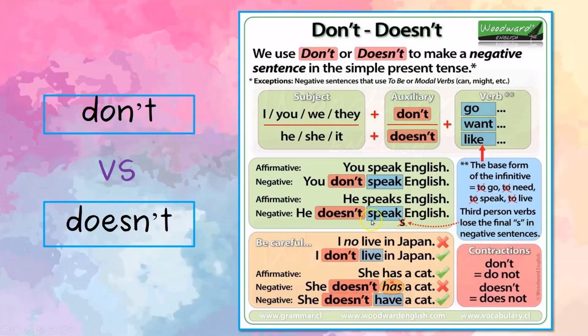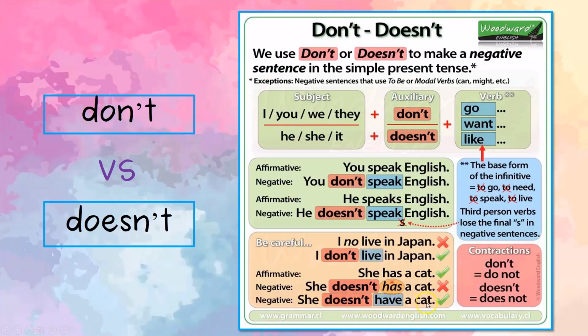Okay, let's look at the verb here. Because we have doesn't, we have to drop the S. So you have to be careful: "I no live in Japan" is incorrect. It should be "I don't live in Japan." She has a cat. "She doesn't has a cat" is incorrect. It should be "She doesn't have a cat."